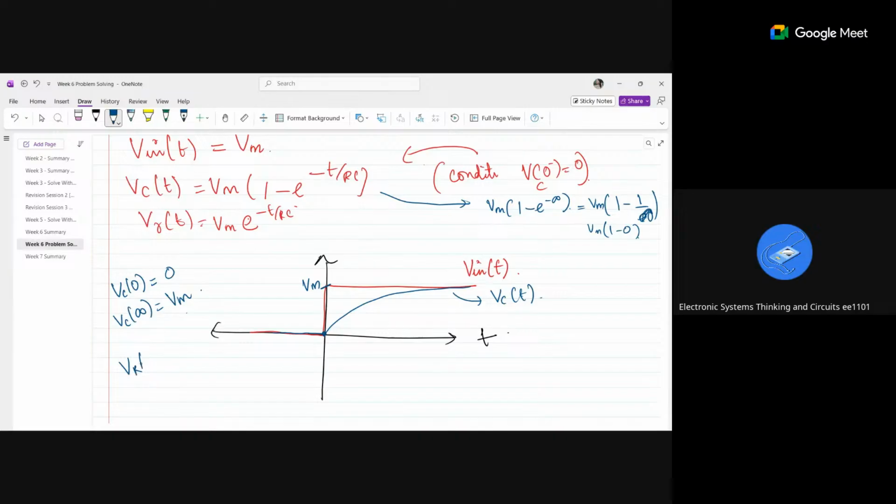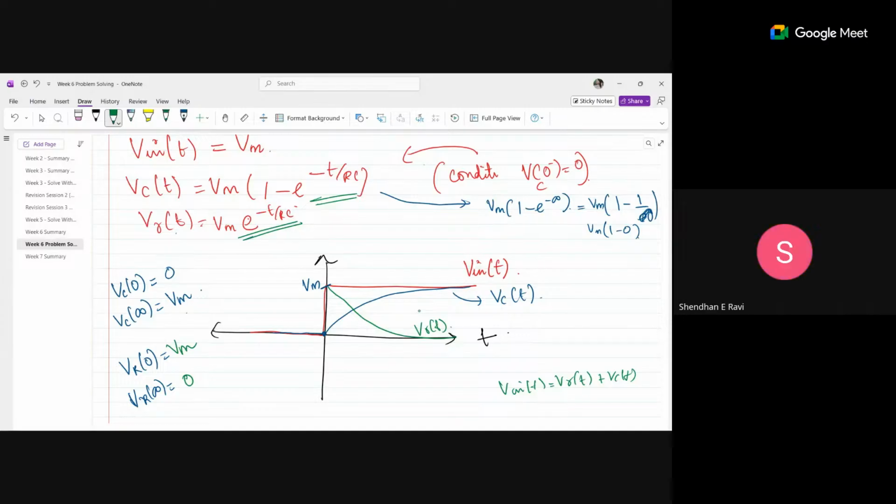Now tell me what is Vr at 0 and Vr at infinity? Vr at 0 is Vm, and Vr at infinity is 0. Yes, ma'am. It will take the opposite curve. So basically at any point, V in of t will be equal to Vr of t plus Vc of t, right? Yes, ma'am. And the exponential term says whether it is exponentially increasing or exponentially decreasing.